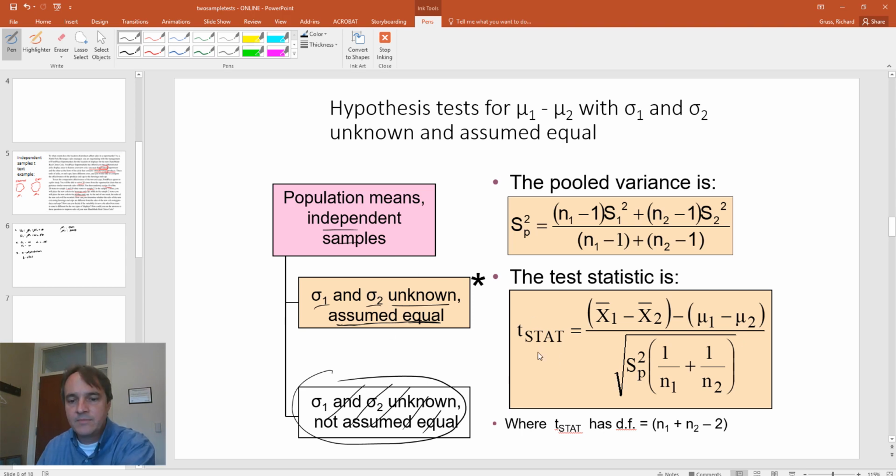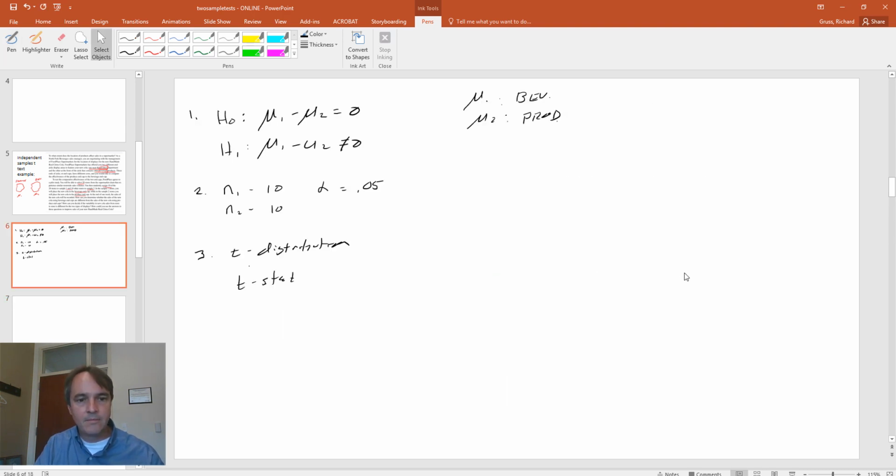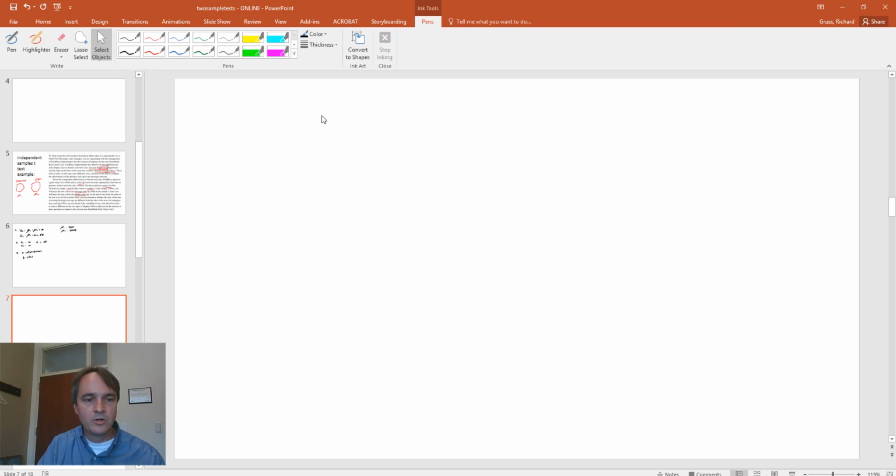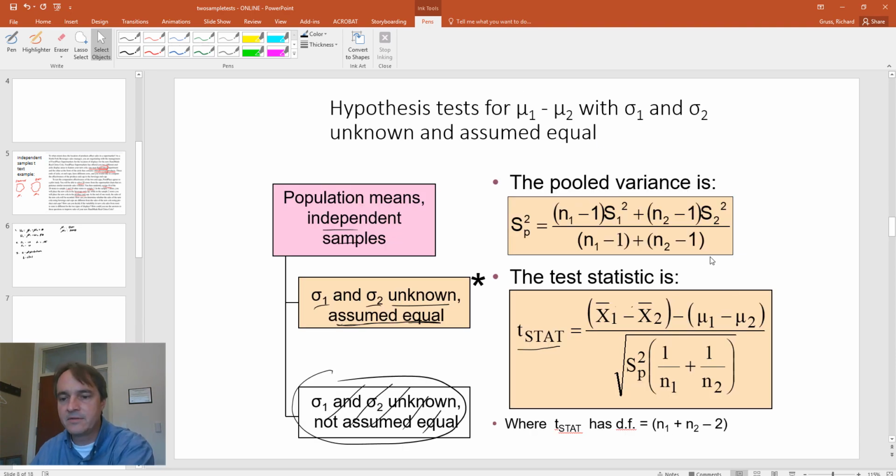Starting down here then, we're calculating the test statistic by looking at the difference between the sample means and then subtracting from it the hypothesized difference between the two means. Now notice that our hypothesized difference is 0. So we don't have to worry about this part, because this is just going to be equal to 0.